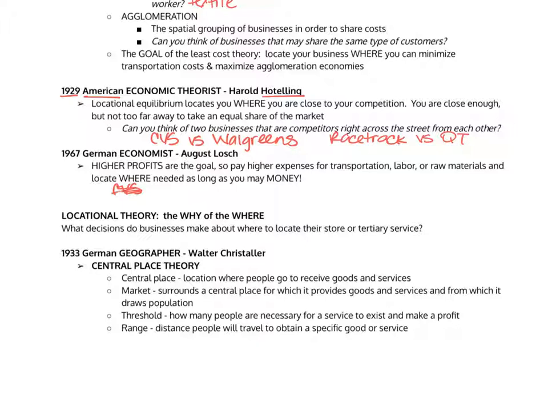Wait, but wouldn't they be losing money? Because what if they went to a place where no QT was? I'm going to stop you right there. Racetrack got here first. QT came the year after. They follow each other. But I don't understand why, though. Because they're stealing customers from each other. It's competition. But what if Racetrack just went somewhere else, and then they would get people from both sides of the street? Yeah, but eventually another gas station will open up, because they do it on purpose.